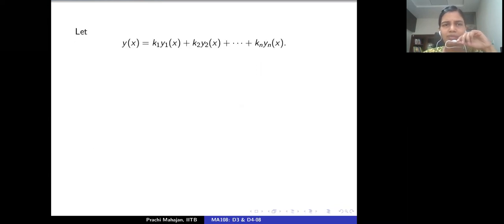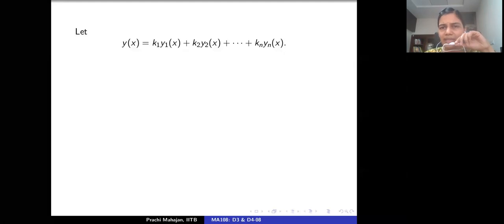So what we will do is we will set y to be k1 y1 plus k2 y2 plus ... plus kn yn. Where is y defined? y is defined on the interval I. For any point x on the interval, I am going to define y like this. And what are k1, k2, ..., kn?